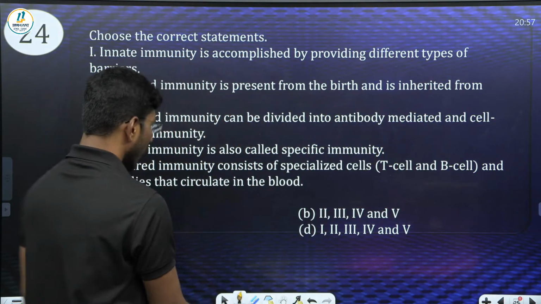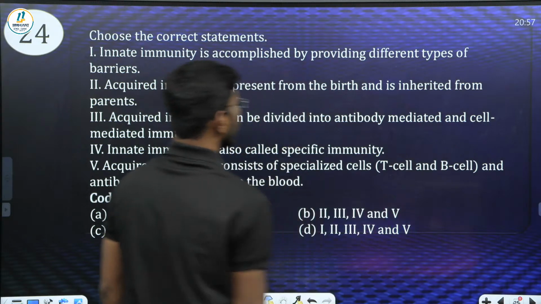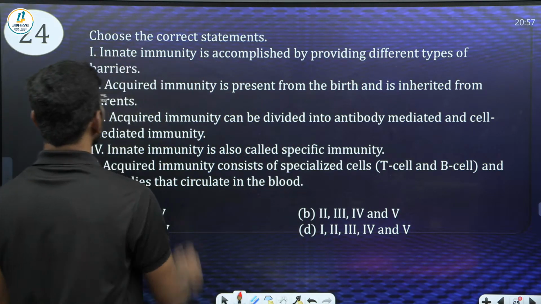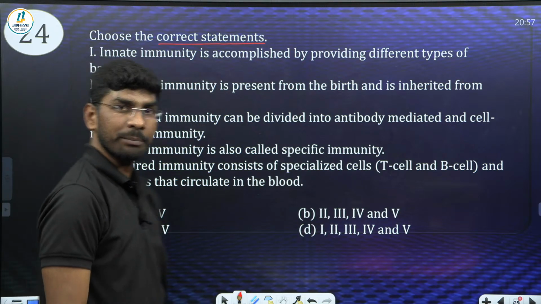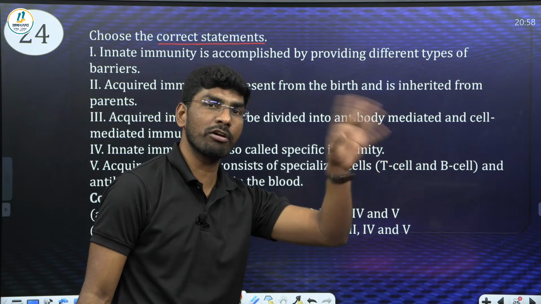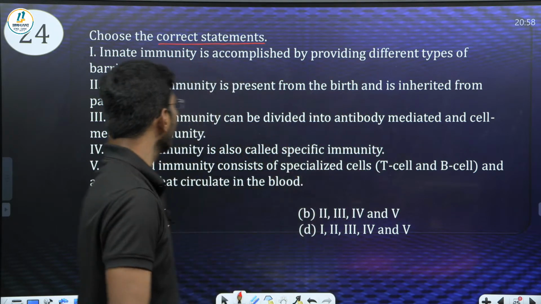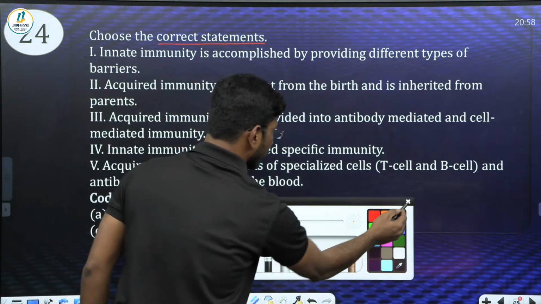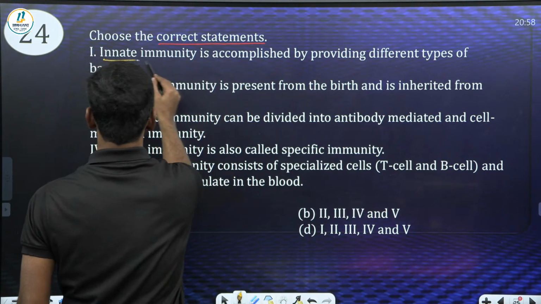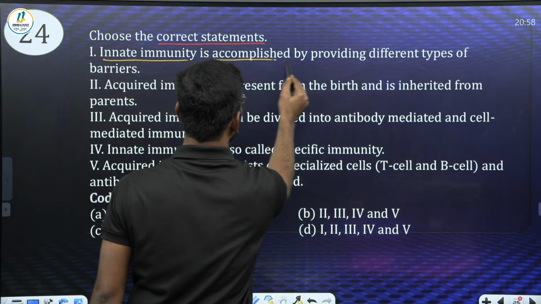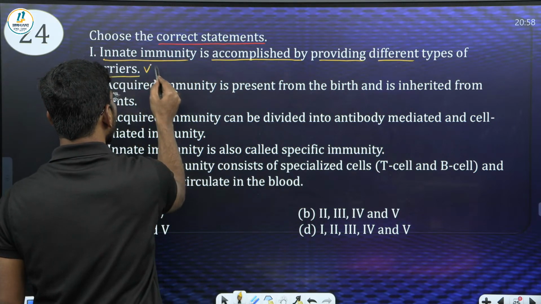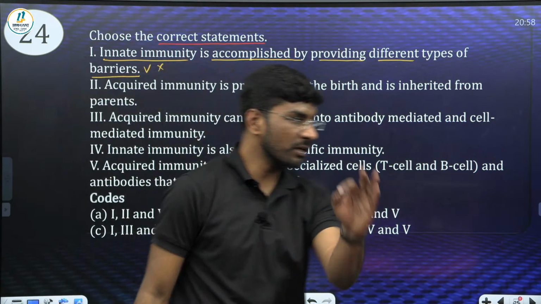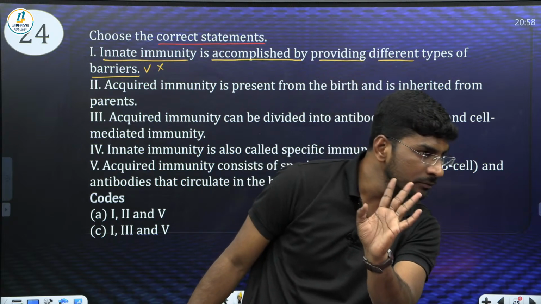What about this? You need time. Take time to understand this question and find the correct answer. Look, choose the correct statement. I will read step by step. Is it correct or wrong? Just help me. Point number 1, first option: innate immunity is accomplished by providing different types of barriers. Correct or wrong?